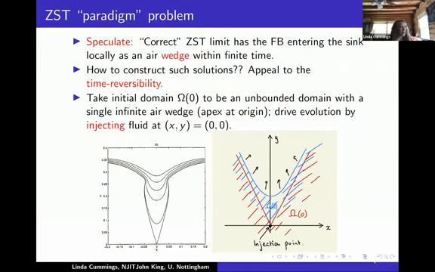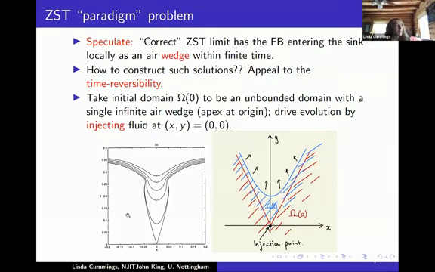So what's the right problem to think about? Based on the numerical observations, the speculation is that the correct zero surface tension limit, if you want to think about how the phi boundary generically breaks down in problems of this kind, is to think about the phi boundary entering the sink locally as an air wedge within finite time. How would we construct such solutions? How do you come up with a zero surface tension solution and guarantee that the phi boundary enters the sink as a wedge? Well, that's where thinking about the time reversibility of the zero surface tension solution comes in.